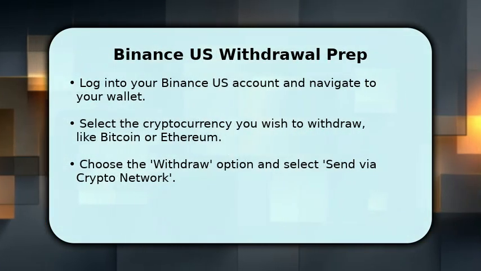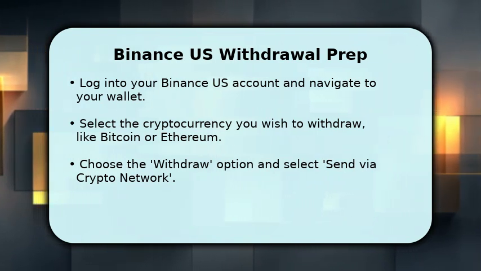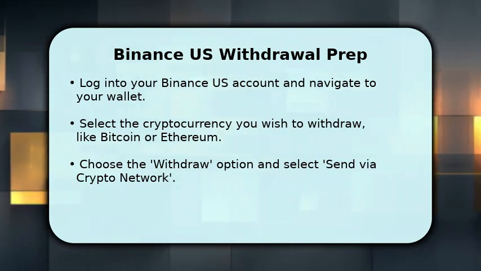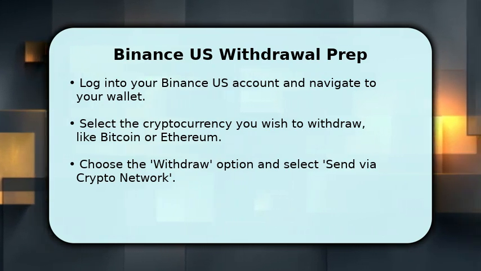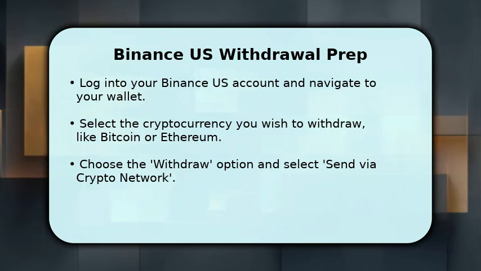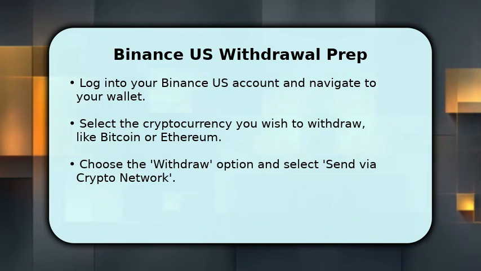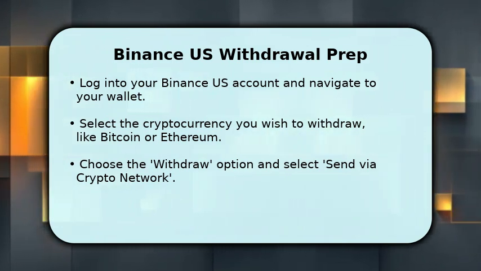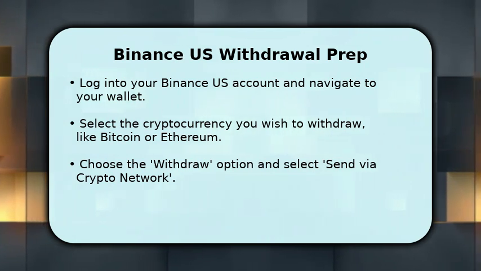First, log into your Binance US account and go to your wallet. Select the specific cryptocurrency you want to transfer, such as Bitcoin or Ethereum. Then, choose the withdraw option. It's crucial to select Send via crypto network for external transfers. Remember that withdrawal fees apply, varying based on the asset and network conditions. Always review these fees before proceeding with your transfer.